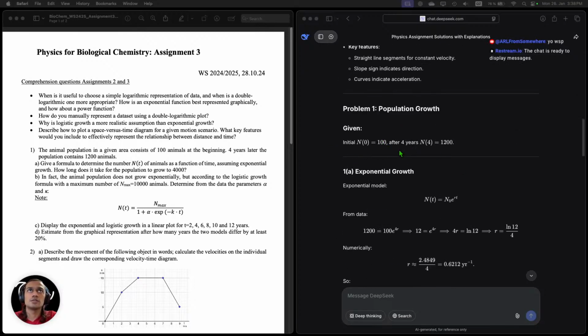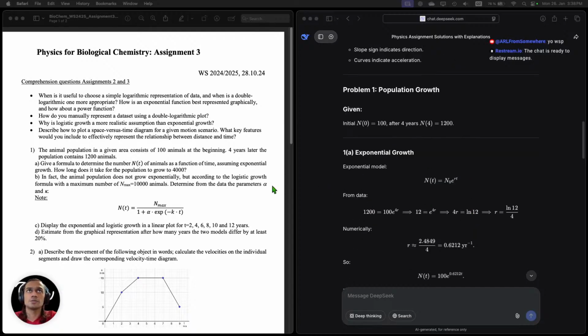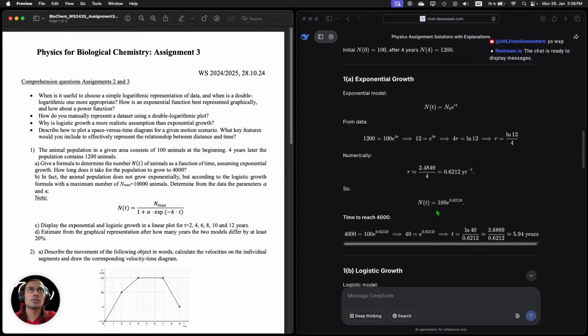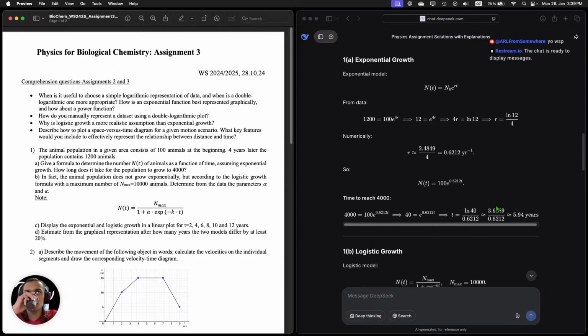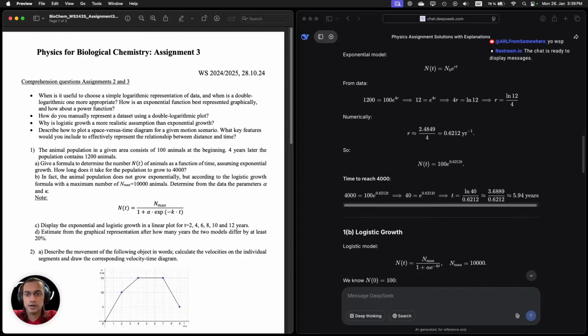Population growth, N0 4 to 1200, exponential growth. Did it say it's exponential growth? Exponential growth, okay. So the exponential growth equation. So R equals, okay. R is the coefficient or something, right?